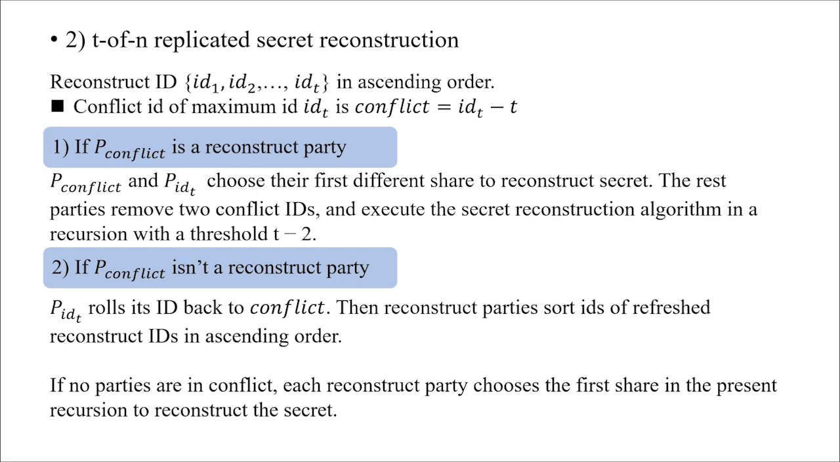Compute the conflict ID of IDT, which is IDT minus T. If P-conflict is a reconstruct party, which means that the dealer copied shares from P-conflict to PIDT during share generation, therefore P-conflict and PIDT shall choose the first different share, which is generated after T-of-IDT minus 1 RSS. The rest of the parties execute the secret reconstruction algorithm recursively, with the threshold T minus 2 after 2 complete parties are removed.